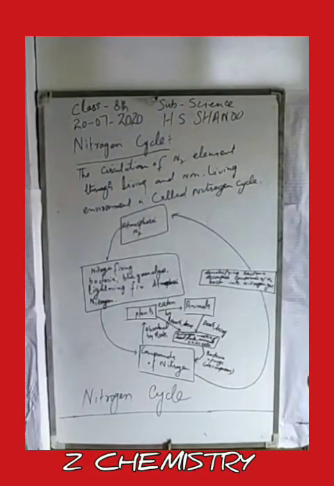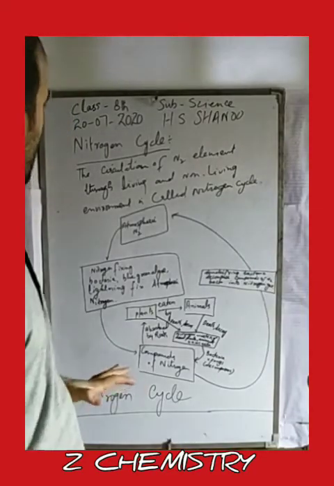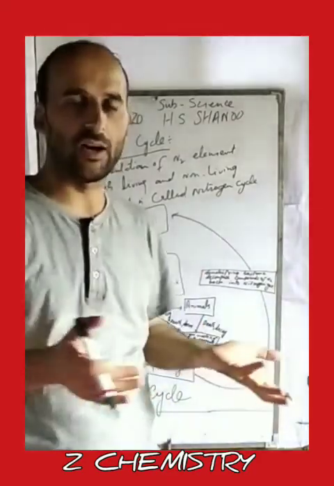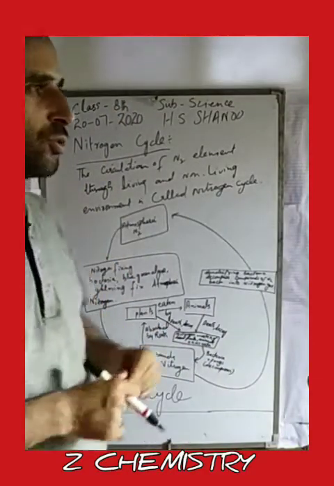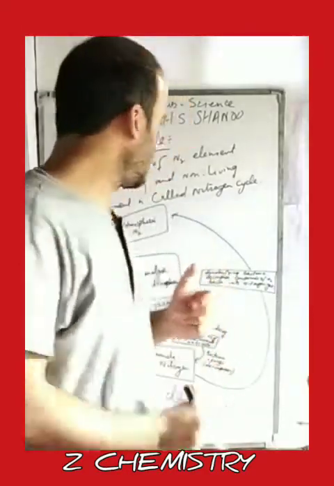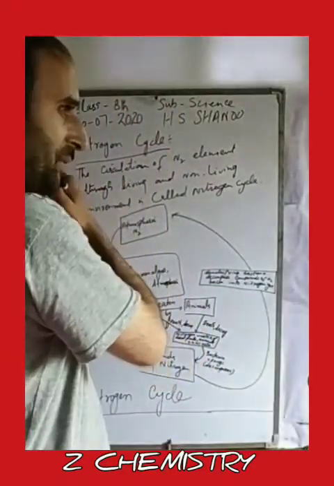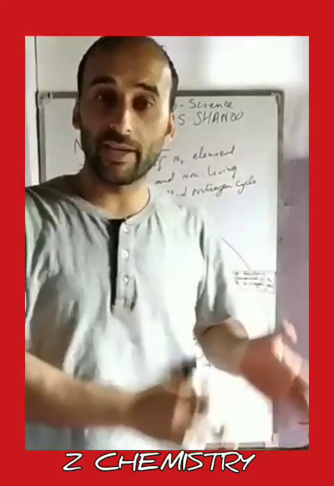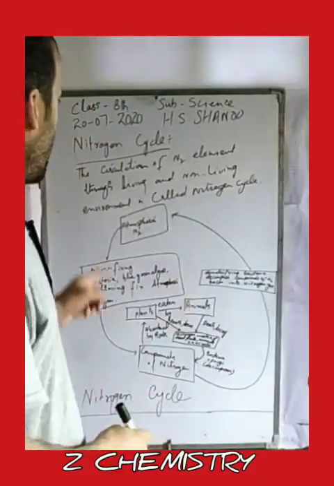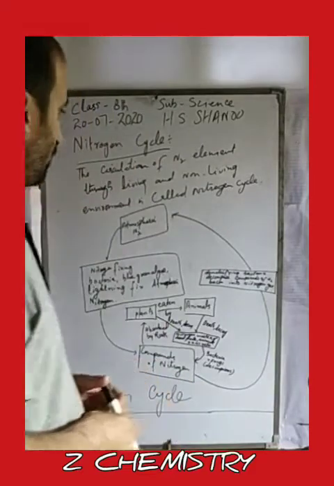Let's start with our topic. What is the nitrogen cycle? The nitrogen cycle is basically the circulation of nitrogen element or nitrogen gas through living and non-living components of the environment. I can repeat it again. The circulation of nitrogen element through the living and non-living environment is called the nitrogen cycle.